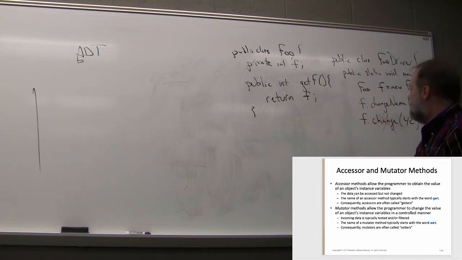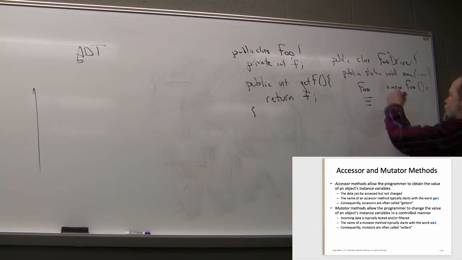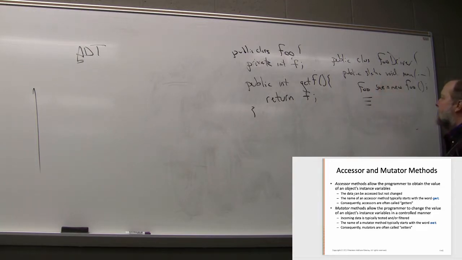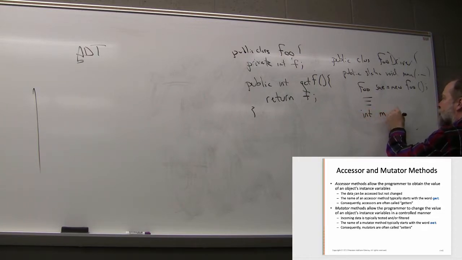So now over here, change up my code a little bit. There's some other lines there, but later on I decide I would like to be able to use it. Let's actually give this thing a name because all the F's are going to get confusing. Let's call this Sue. All right, so I have Sue as a foo, so I made a new foo object. So now over here, what I might want to do is something like int m gets Sue dot getF.